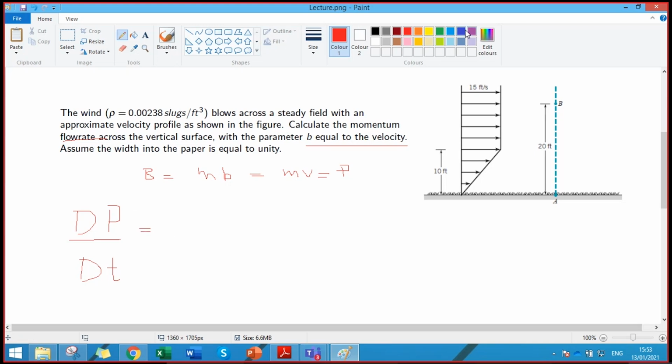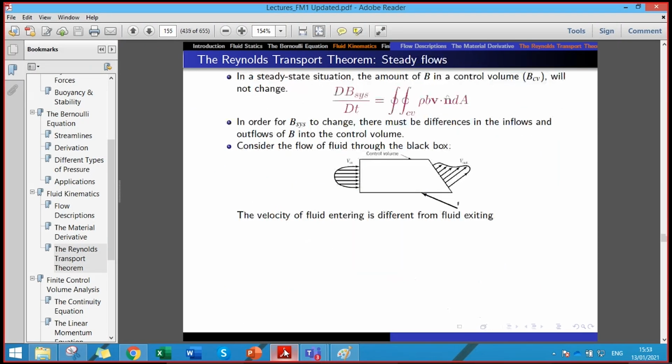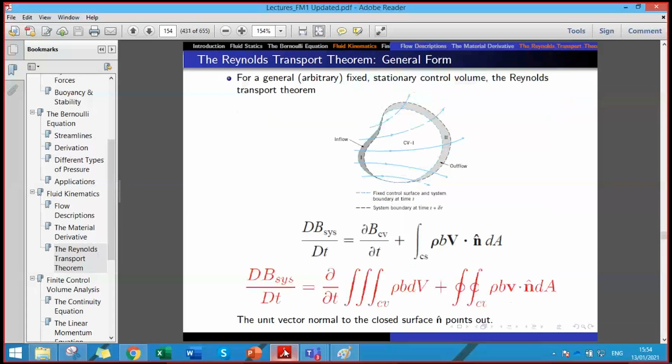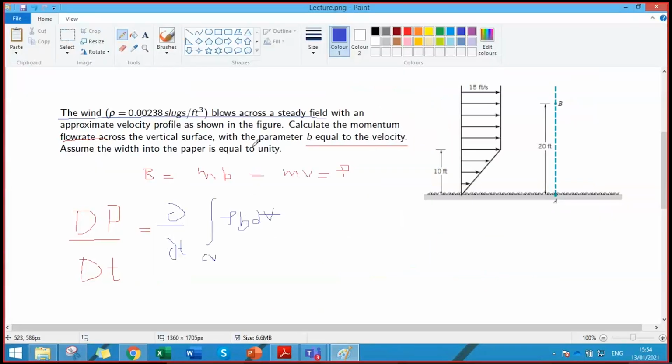We read the statement again, and the wind having density rho blows across a steady field, which means that the first term in the Reynolds Transport Theorem would be 0, that is partial by partial t of the integral over the control volume of rho b dV. There is a velocity term here, rho b. So b is velocity, so I will write rho v here. This term would be 0, right?